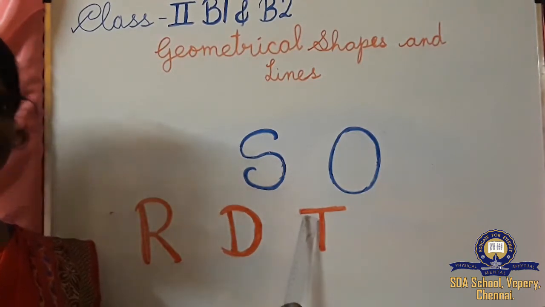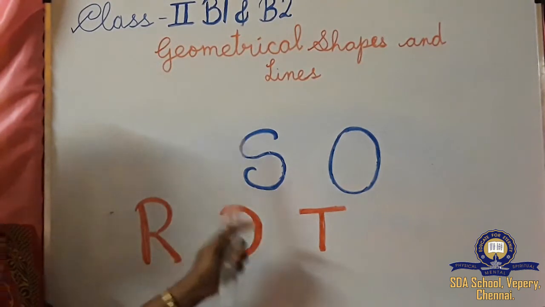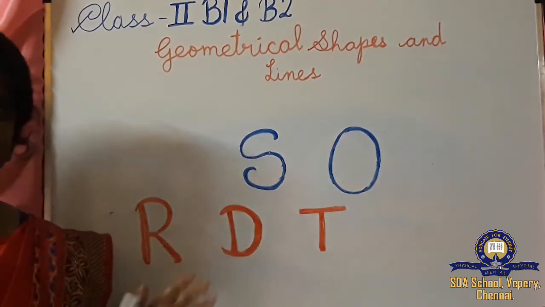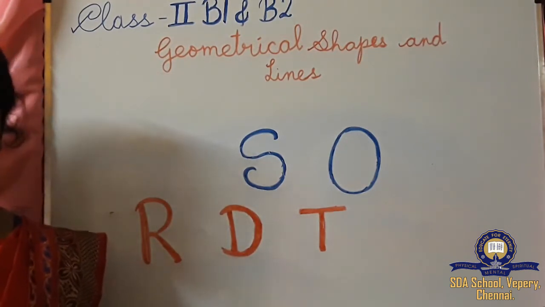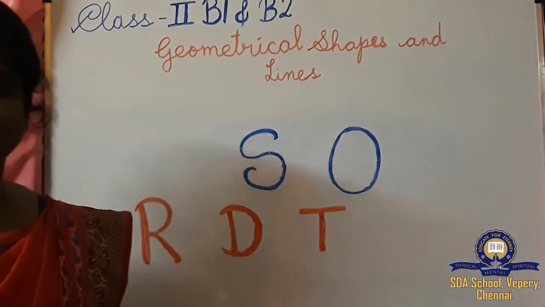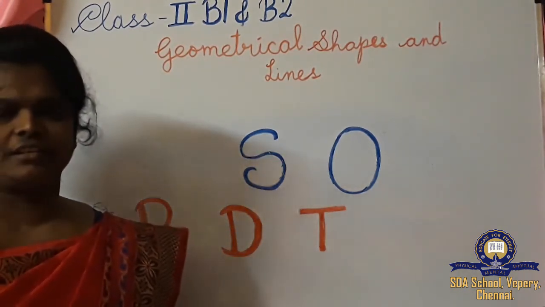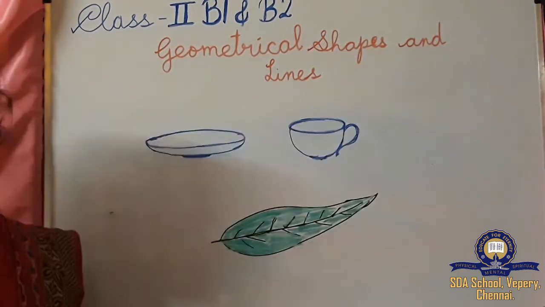Horizontal and vertical. Now if you see all the letters, there will be lines. Different lines, straight lines and curved lines. We can see it. Next we will see some objects which have straight lines and curved lines.